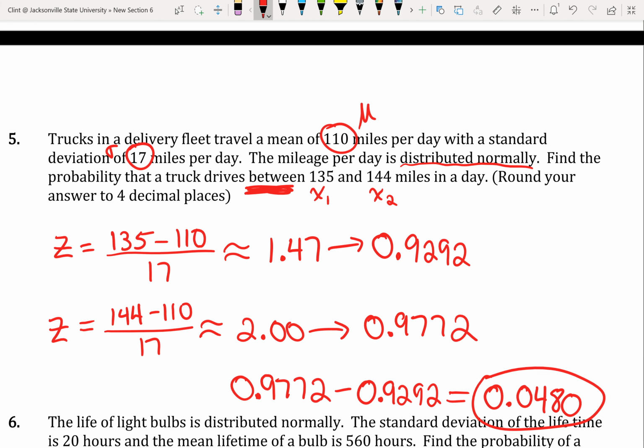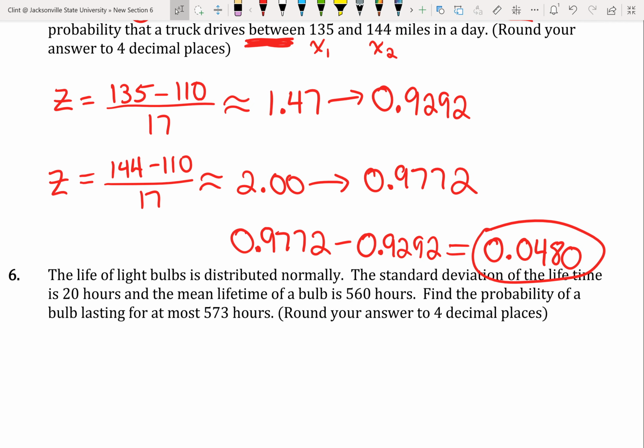I dropped my pen. Okay. All right, so number 6. Get our circle out of the way there.